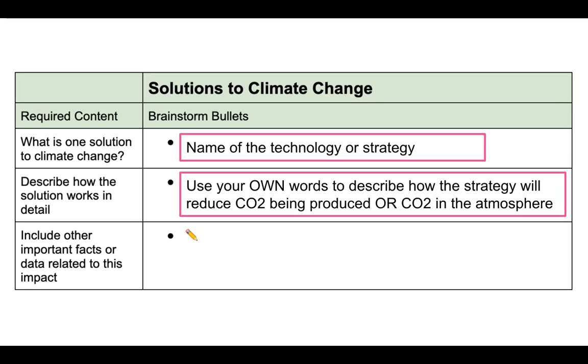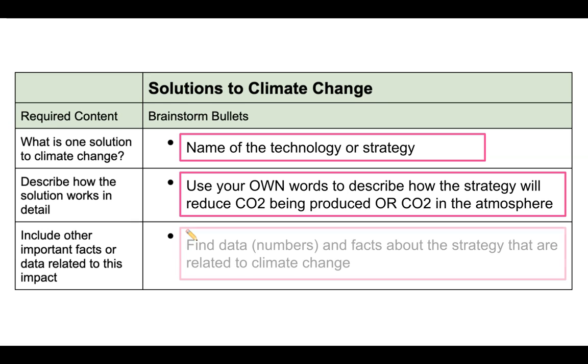As you go through your research, make sure that you can use your own words to describe how the strategy will reduce CO2 being produced or how it will reduce CO2 in the atmosphere. It's important that you focus on how the strategy will combat climate change by reducing or removing CO2. Finally, you need to include data, which is numbers, or facts about the strategy that are related to climate change.